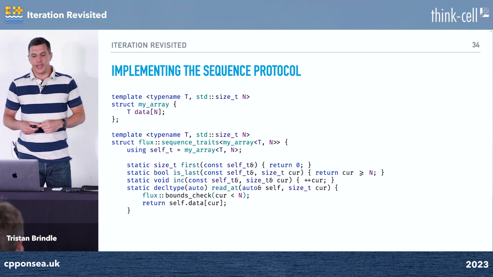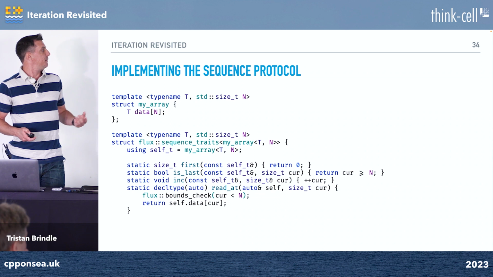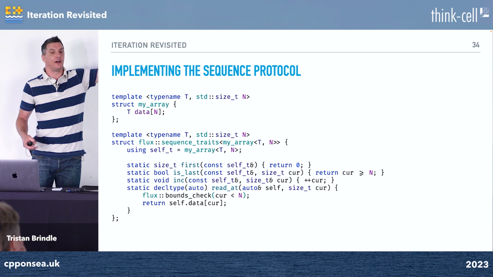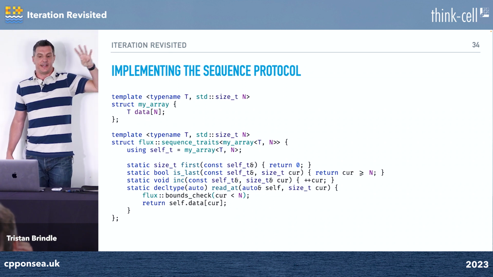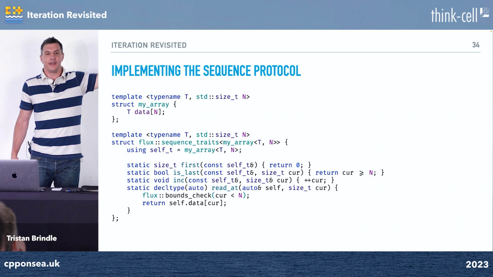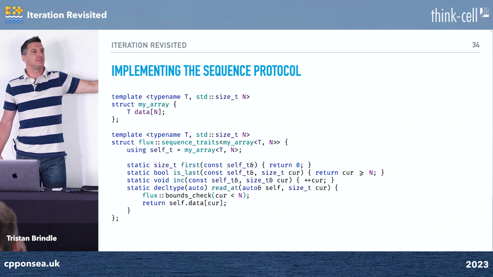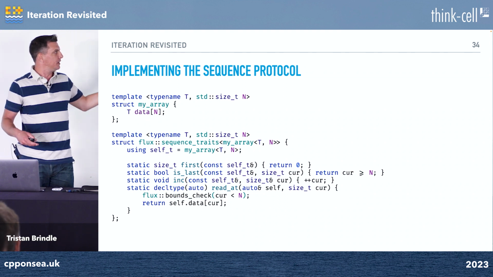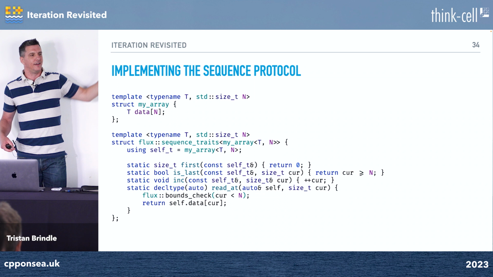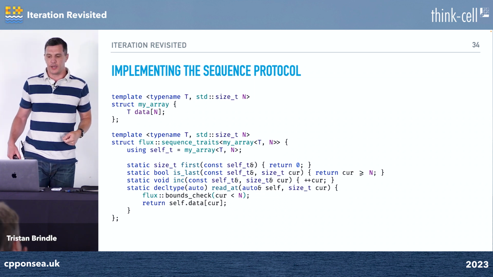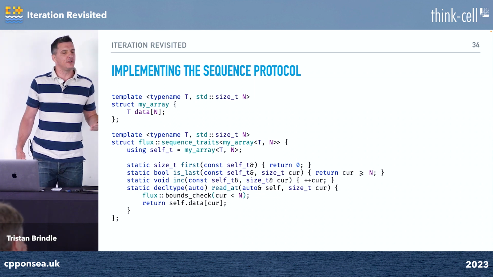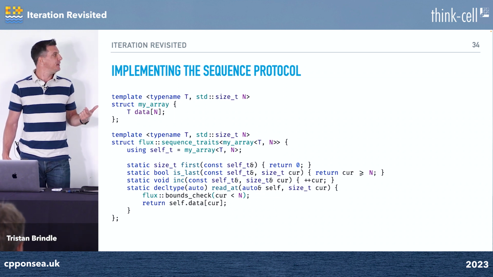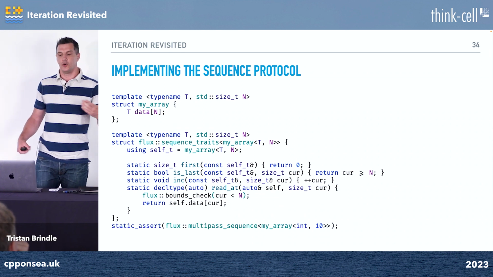Okay, and that's it, right? So in order to implement the sequence protocol, we have to provide 4 functions. And having done that, if you were to copy and paste this, you would now be able to use this with all Flux sequence algorithms, with all Flux sequence adapters, right? Or at least all the ones that don't require bidirectional or higher. So this is a Flux sequence. In fact, because our cursor type, size t, is a regular type, this is in fact a multipass sequence all by itself.